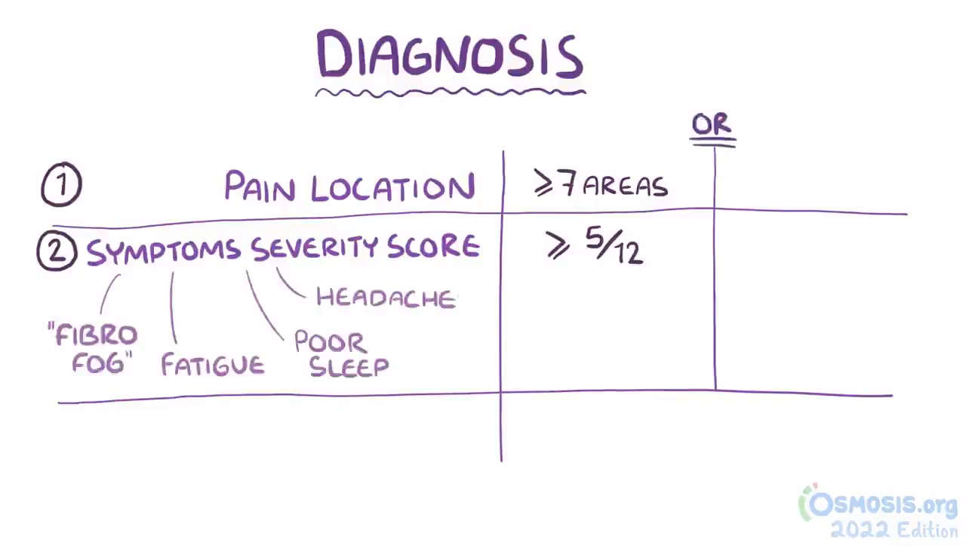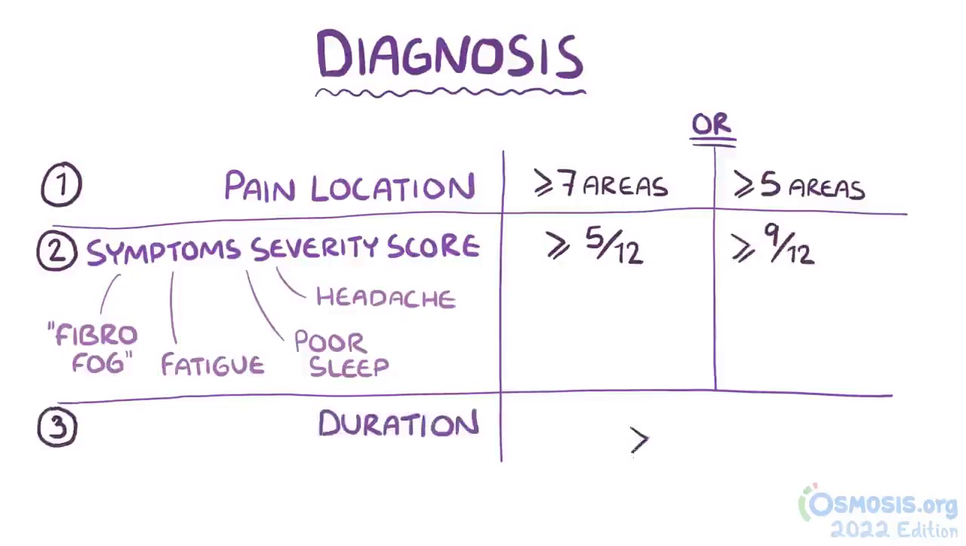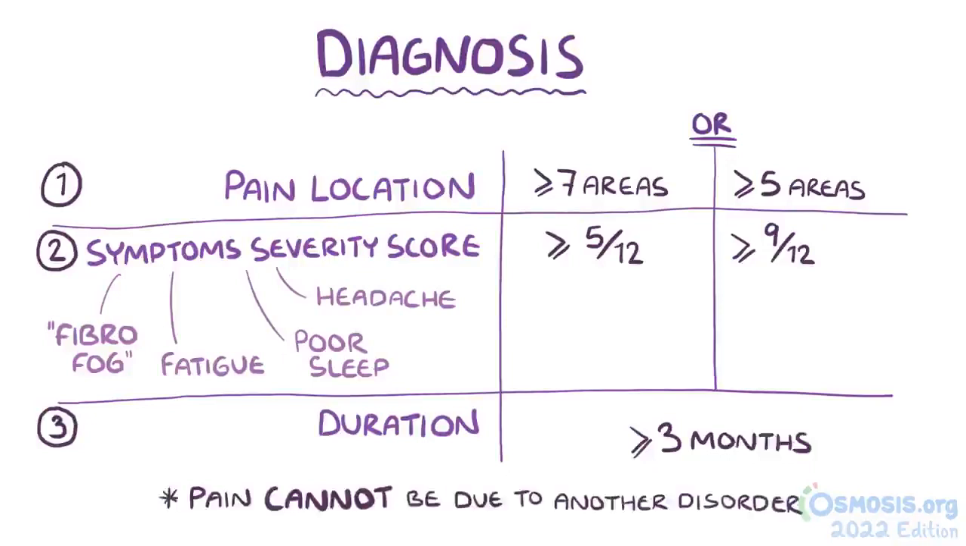Alternatively, there might be pain in at least 5 or more areas of the body, with a symptom severity score of at least 9 points out of a possible 12. Additionally, the symptoms have to be present for at least 3 months, and of course, the pain can't be due to another disorder.